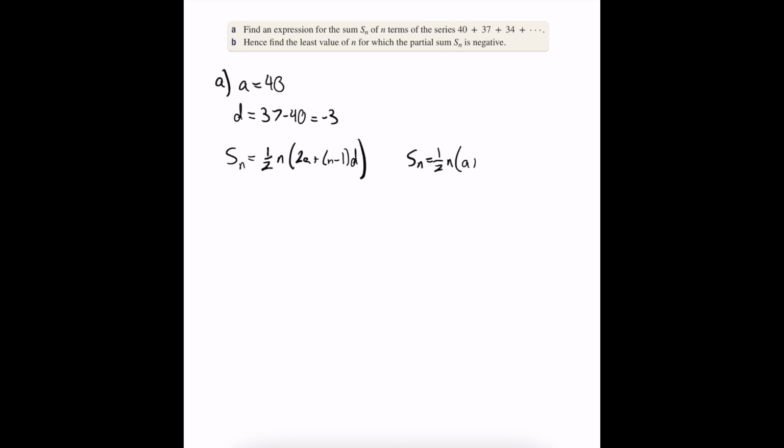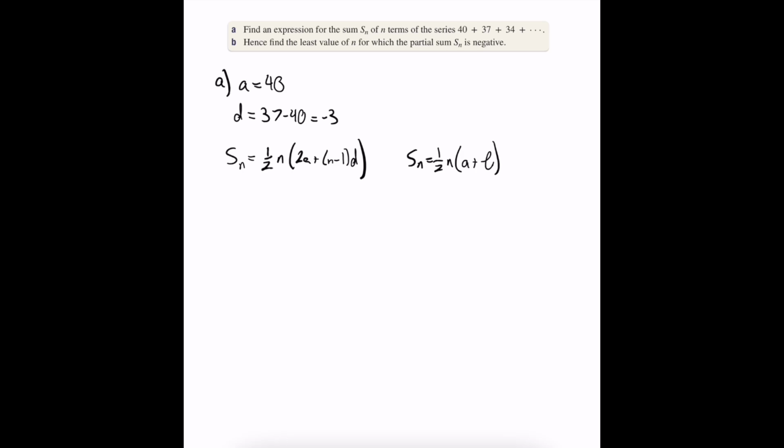In our next example, part A says find an expression for the sum Sn of n terms of the series 40 plus 37 plus 34, and so on. So we should recognize that this series is an AP with a first term of 40 and a common difference of 37 minus 40, which is minus 3. And we know that Sn, the sum of n terms, is equal to half n outside of (2a plus (n minus 1)d). We also know that there is another formula, half n outside of (a plus l), but we aren't going to be using this.